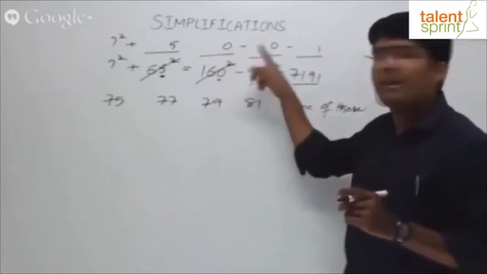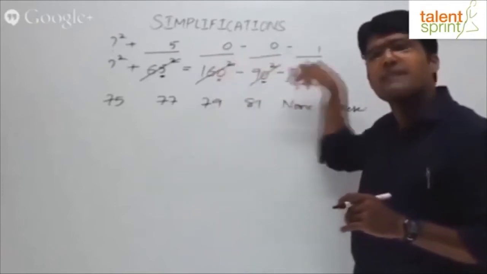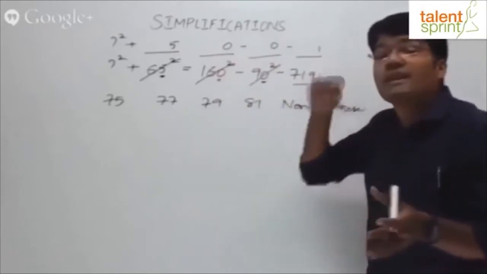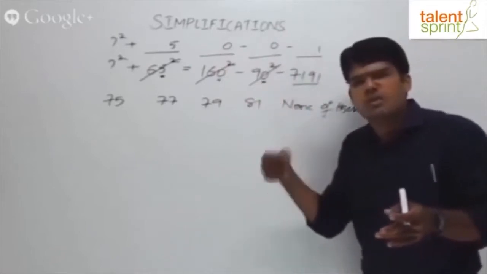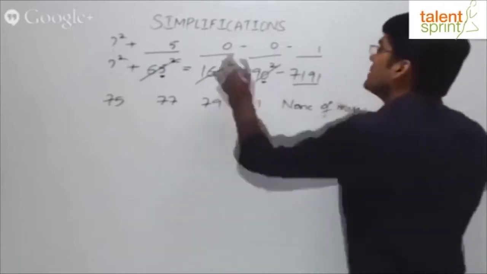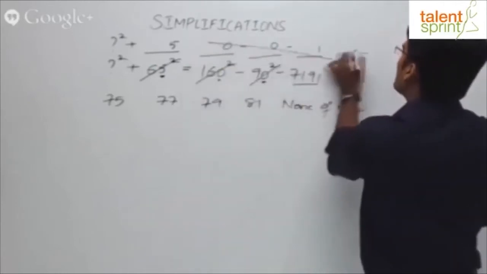I'll just repeat this. 0 minus 0 is 0. 0 minus 1, strictly speaking, is minus 1. But here you are looking at the digits, the units place. 0 minus 1. What do we do? We borrow 1 from the next place. So 10 minus 1 makes it 9. So this right hand side here is going to end in 9.